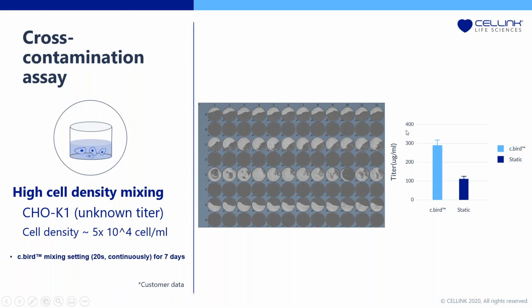At the same time, they also measured the titer production. And as shown in the figure, SIBR achieves a higher titer than the steady culture, close to 3 times more. Some people probably question why there's a pattern like this. It's actually because they put the plate on the centrifuge, so the pattern is generated by the centrifuge, not the SIBR mixing.